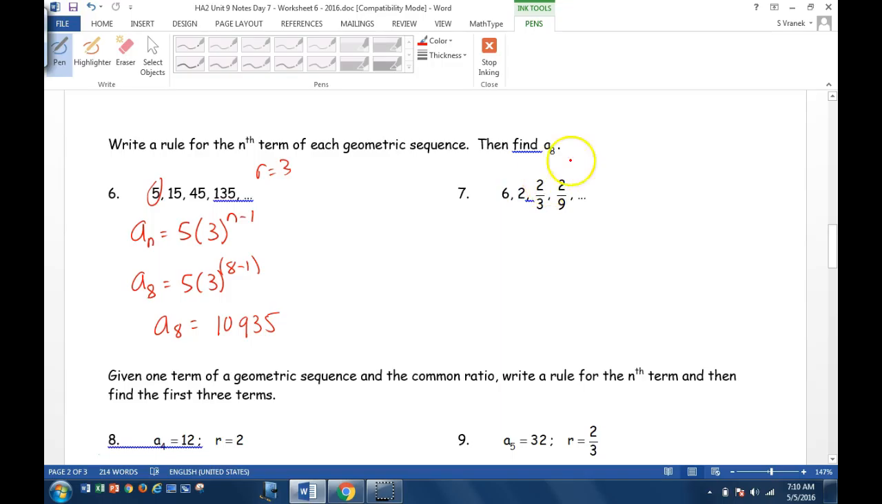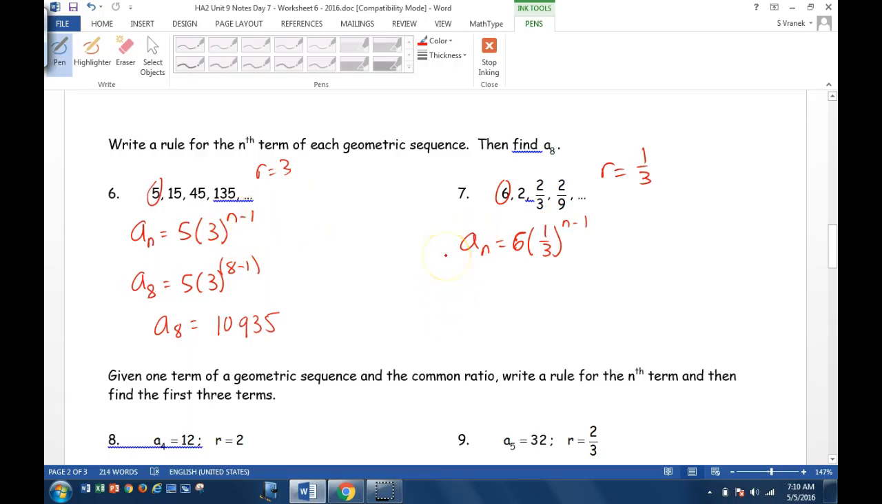Over here, if you don't see what's happening, 6 to 2, we're dividing by 3. 2 to 2/3, we're dividing by 3, which means we're multiplying by 1/3. And this is my first term. So I write a sub n is equal to 6 times 1/3 to the n minus 1. So that's the nth term right there.